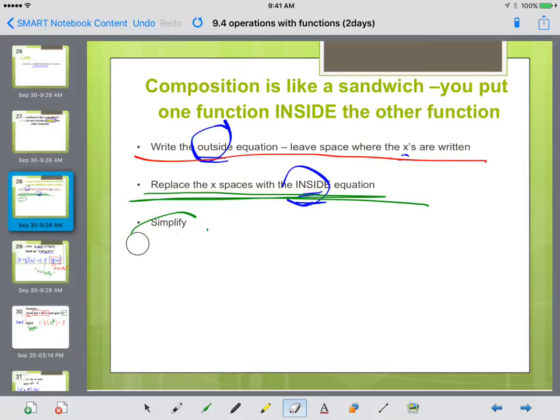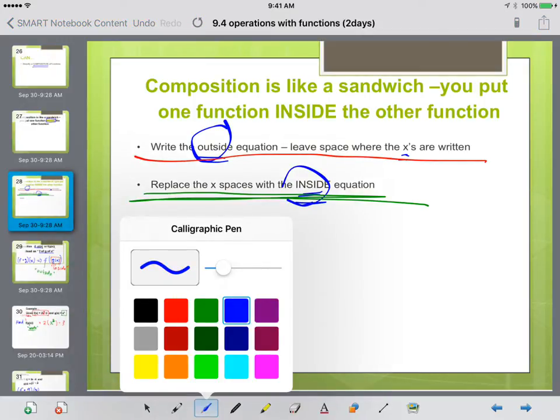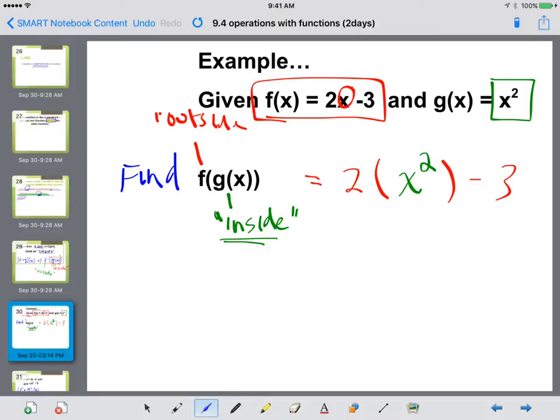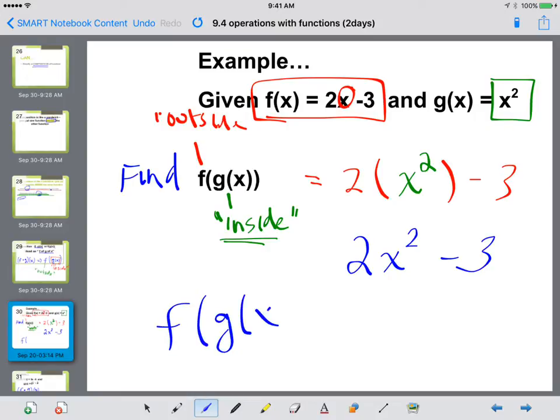Actually, I'll change colors here to make this more obvious. We'll go with blue. So last step, simplify. So I go through, I don't really need these parentheses here. I can distribute that 2 and rewrite this as 2x squared minus 3. So f of g of x equals 2x squared minus 3.